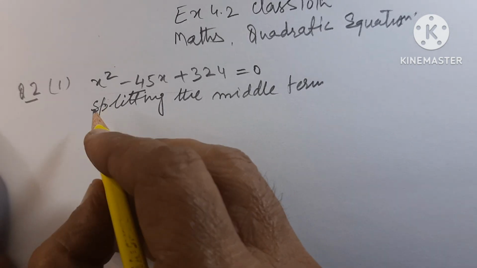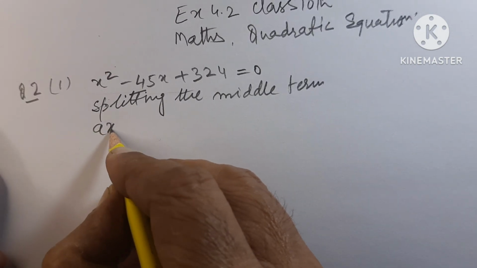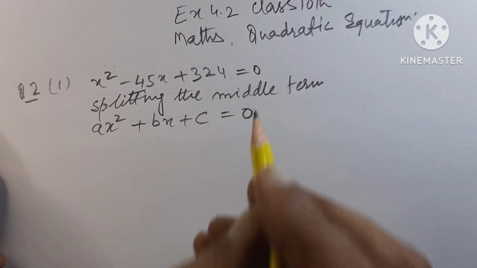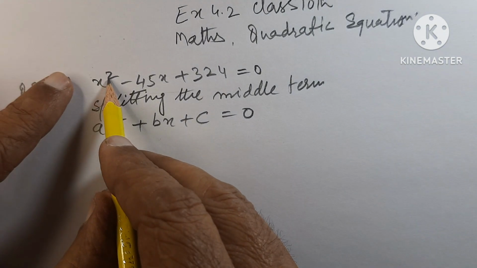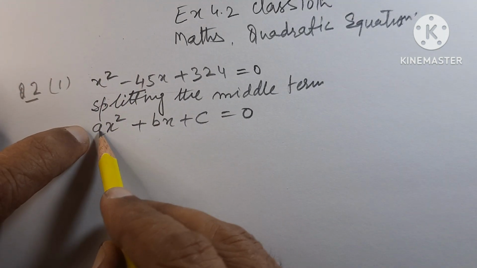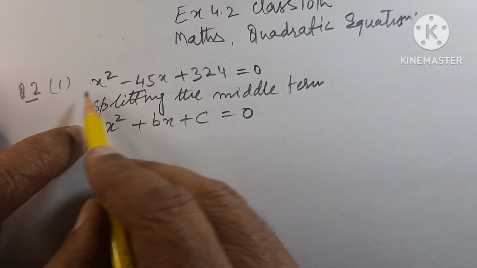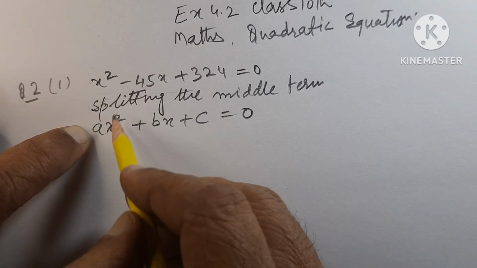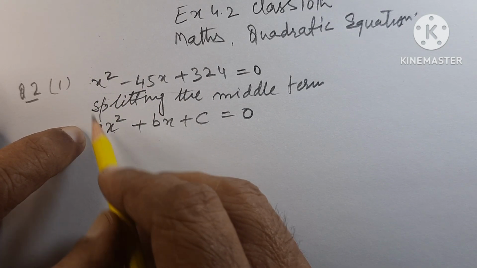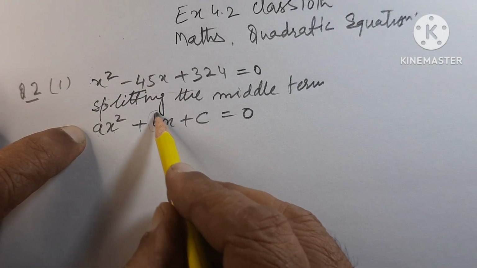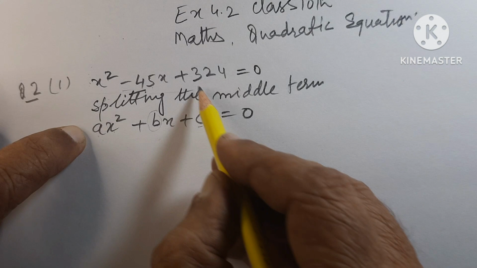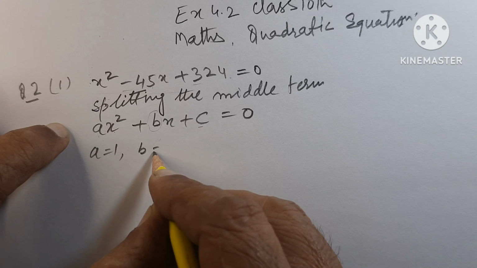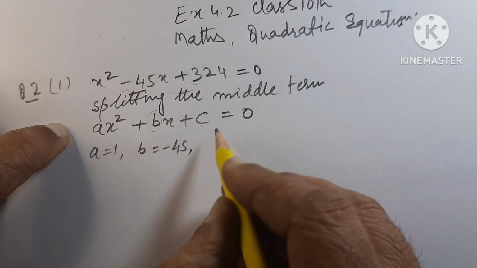So the standard quadratic equation is like this: ax square plus bx plus c is equal to 0. If we compare our given equation with the standard equation, we find a is equal to 1. When there is no coefficient written with the x square, that means the coefficient is 1. Similarly, b is equal to minus 45 and c is equal to 324.